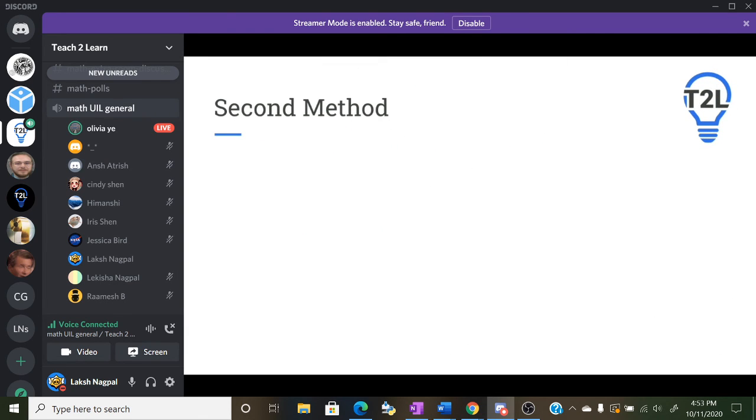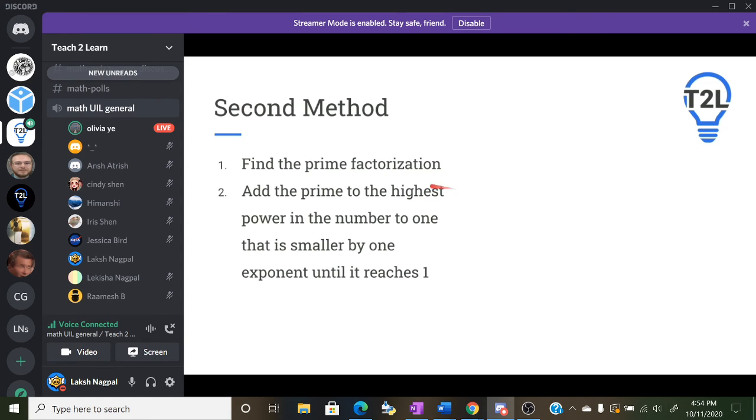Okay. There's a second method to do this, and this will be the last thing we go over today. You also find the prime factorization. As we've seen, prime factorization is kind of important. Then you add the prime to the highest power in the number, and then to ones that are smaller, until the exponent reaches 1.